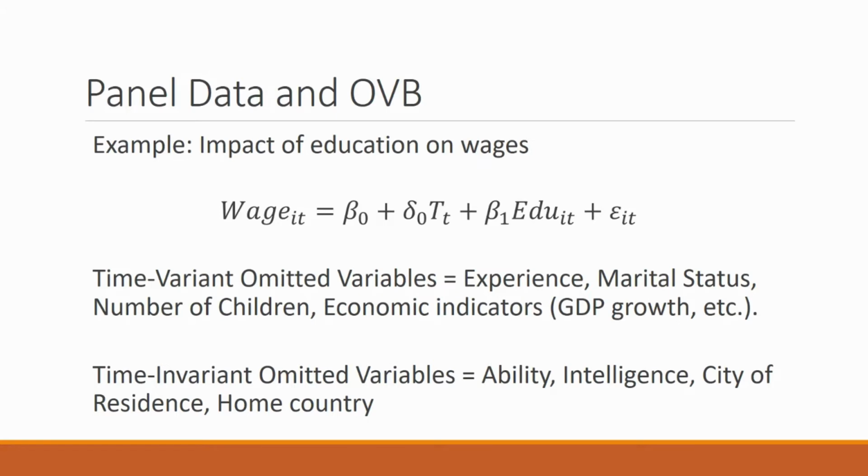Various economic indicators can change across time. The economy can grow at different rates at different times. And so these are all variables that will change across time. They're time variant. And these are also all variables that are omitted from our model. Okay. What about time-invariant omitted variables? What are some time-invariant variables? Variables that do not change across time.